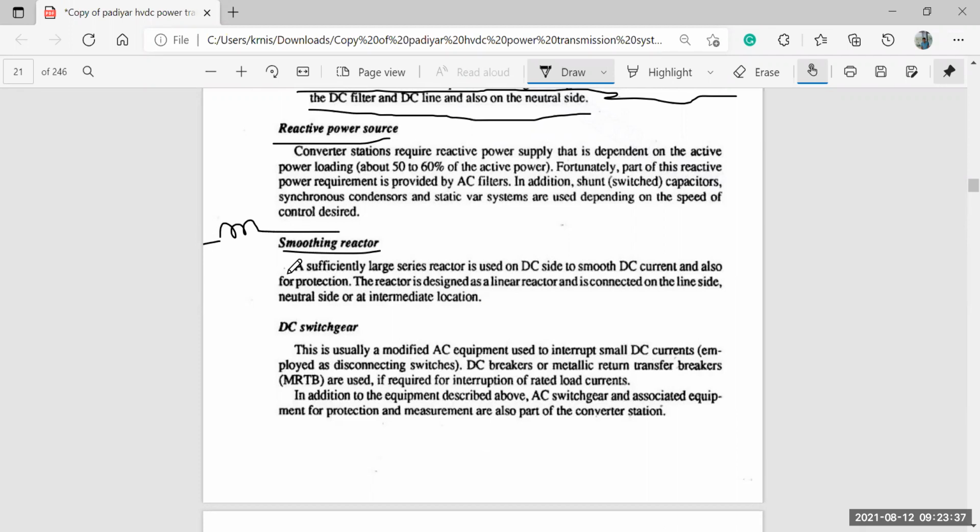Now reactive power sources are there. Smoothing reactor, that inductance kind of thing, was mentioned in this. What is the functionality of this? A sufficiently large series reactor is used on the DC side to smooth DC current and also for protection. The reactor is designed as a linear reactor connected on the DC line side, neutral side, or intermediate locations. So this is the smoothing reactor present over here. Then another we have DC switchgear in this entire segment.